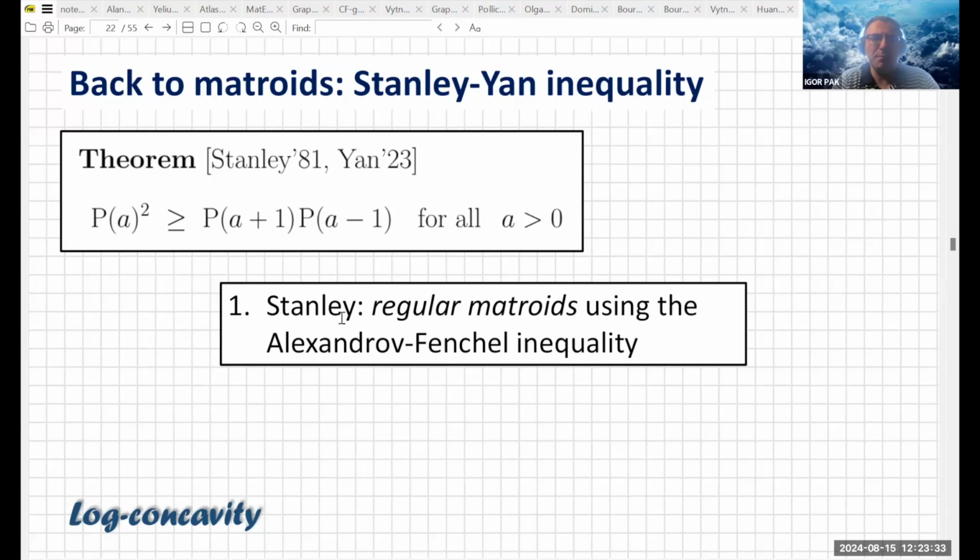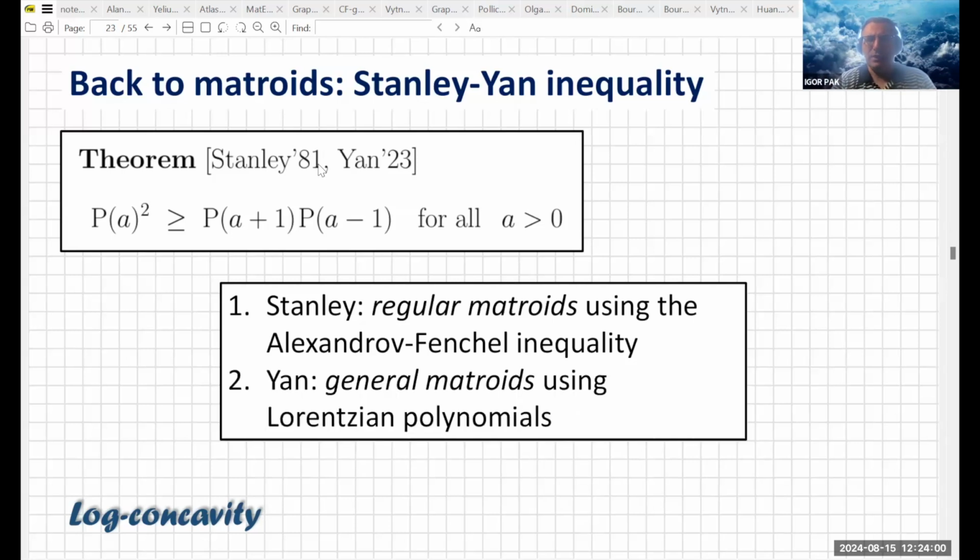So Stanley, in the same paper I showed before, proved it just for regular matroids using the Alexandrov-Fenchel inequality. Basically, if you have a regular matroid, you can have a kind of unimodular representation where everything is zero one, and then you look at zonotopes, and zonotopes give you polytopes for which you can apply the Alexandrov-Fenchel inequality. And Jan essentially took the technology in Brändén and Huh and rather easily, on two pages, rewrote this inequality from the difficult machinery of Lorentzian polynomials, and that was our starting point.